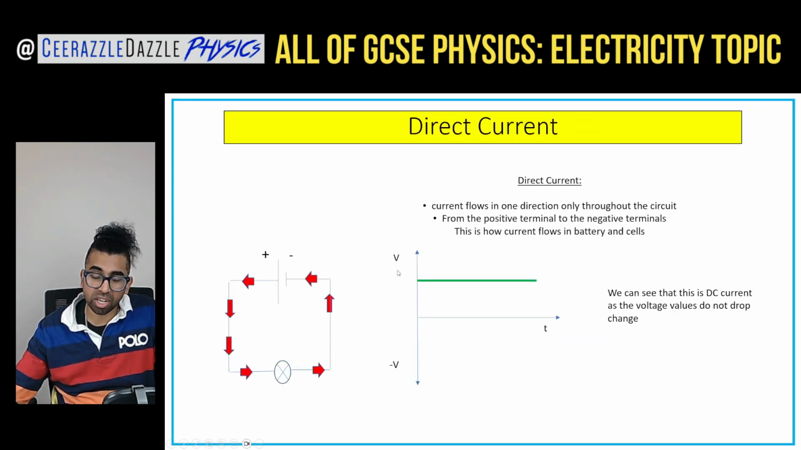Direct current now. Direct current is simply current flowing in one direction only. This usually happens in batteries and cells over here. So look, the current will go in the same direction all the time. If I was to plot a graph of voltage against time, the line is a straight horizontal line because it's never changing direction. This is going to be direct current.